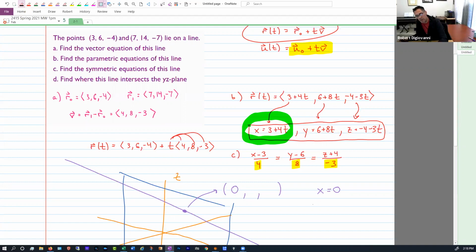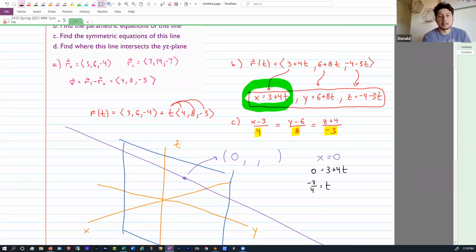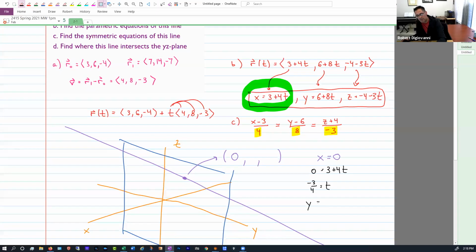Once I know x is 0, I can go 0 equals 3 plus 4t. And solving that for t, I get negative 3/4 is t. Then I can figure out what y is. Y has to be 6 plus 8 times negative 3/4 because t has to be negative 3/4. And if we plug that in, you get y is 0 there too? That's just a coincidence. Doesn't have to be 0.